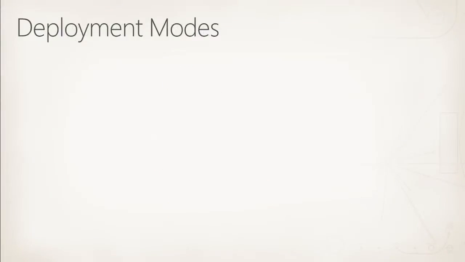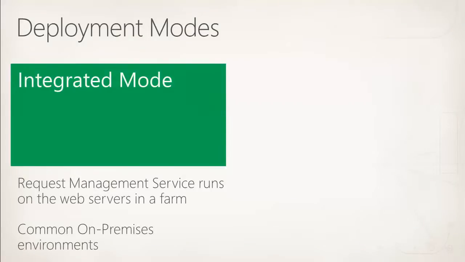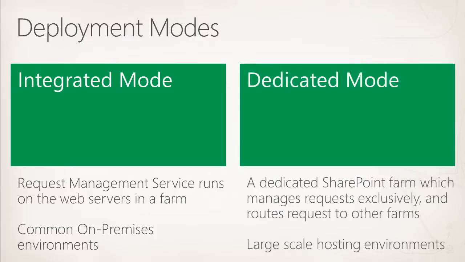So request management has two modes of deployment. The first deployment mode is integrated, and this is deploying request management on all the web servers in a single farm. And this is really driving towards the common on-premises deployment. And then there's dedicated mode, which is a SharePoint farm whose sole purpose in life is to route requests and run the request management capability. The content is hosted on additional farms, which this farm sends the request to. And this, as you might imagine, is naturally intended for large-scale hosting environments.